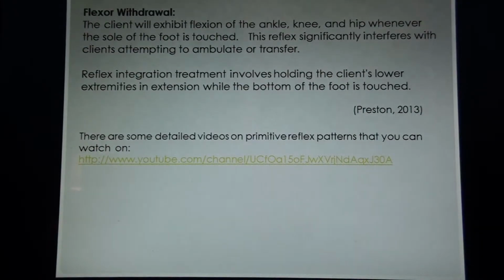Another reflex that I thought would be a good example of someone trying to recover from a stroke is the flexor withdrawal. In the flexor withdrawal, the client will exhibit flexion at the ankle, knee, and hip whenever the sole of the foot is touched.